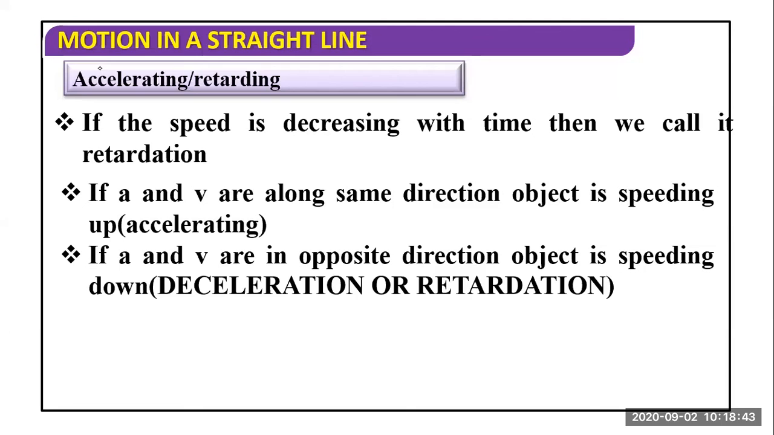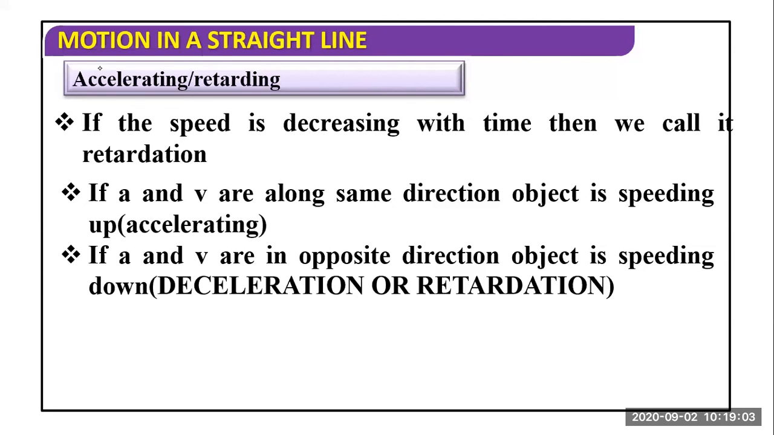Similarly, if velocity is minus 2 meter per second and acceleration is minus 4 meter per second square, both are negative. So if both are in the negative direction, it will also increase the speed, but the speed will increase in the negative direction. The velocity will be negative, but speed will be increasing.